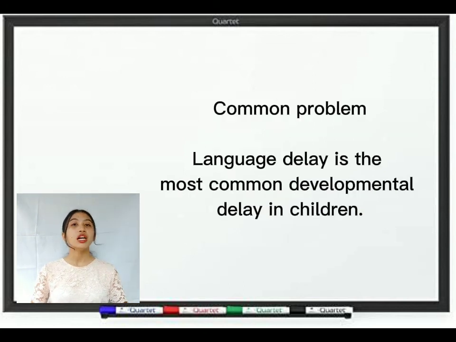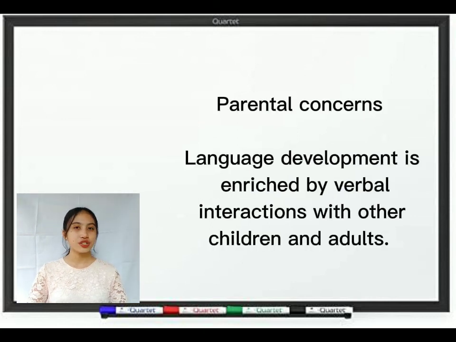The common problem of language development is language delay, the most common developmental delay in children. There are many causes for language delay, both environmental and physical. About 60% of language delays in children under age 3 resolve spontaneously. Early intervention often helps other children to catch up to their age group. Parental concerns of language development. Language development is enriched by verbal interactions with other children and adults. Parents and caregivers can have a significant impact on early language development.